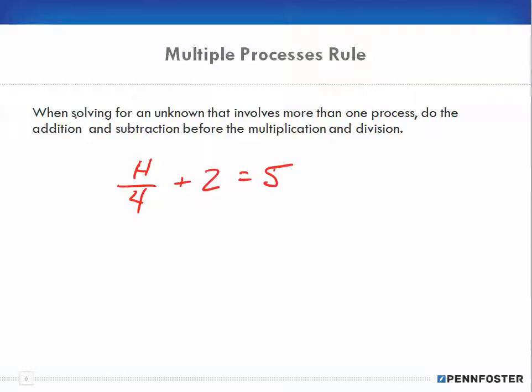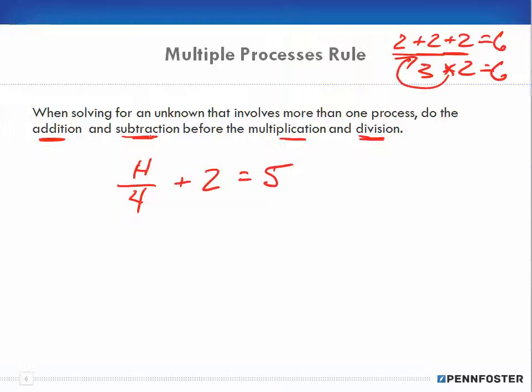What we want to do is the addition and subtraction first, then the multiplication and division. The reason, which is outside the scope of the textbook, is that multiplication and division are based upon addition and subtraction. Multiplication is nothing more than multiples of addition: 2 plus 2 plus 2 gives me 6, and 3 times 2 gives me 6. We can multiply because we're adding the 2 three times. So multiplication is based upon addition, and that's why we do addition and subtraction first, then multiplication and division.